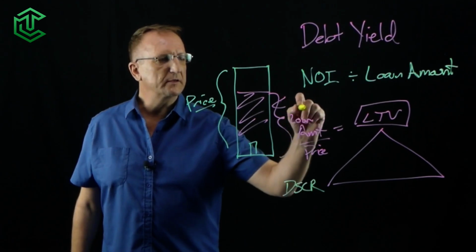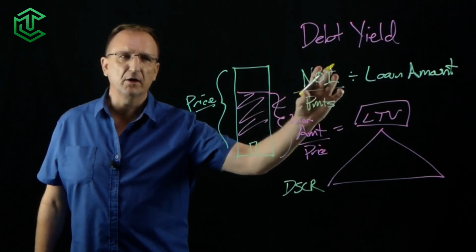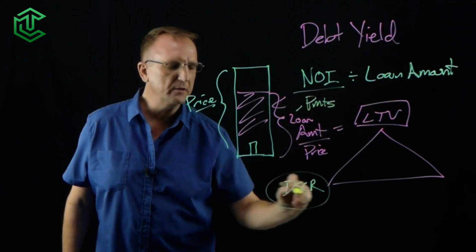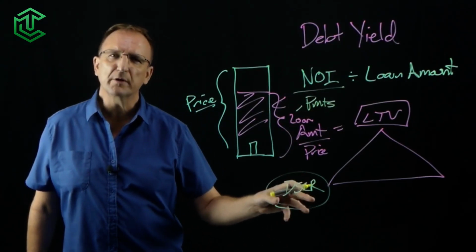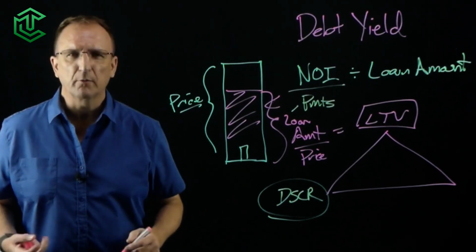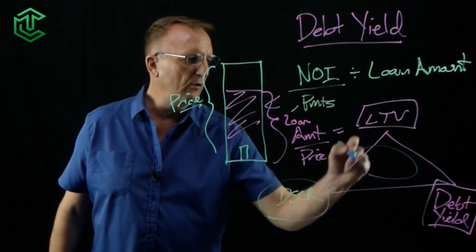Every loan has loan payments, and the debt service coverage ratio is the net operating income divided by those loan payments. Basically it shows how much cushion the income from the property gives us over the debt service. And then finally, and probably the most mysterious of them all, is the debt yield. And you need to be looking at all three.